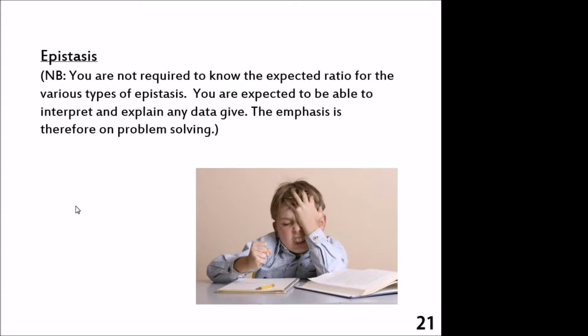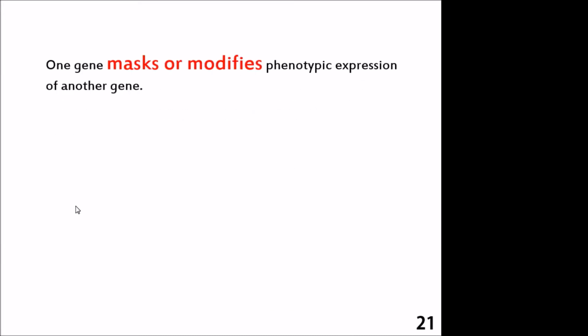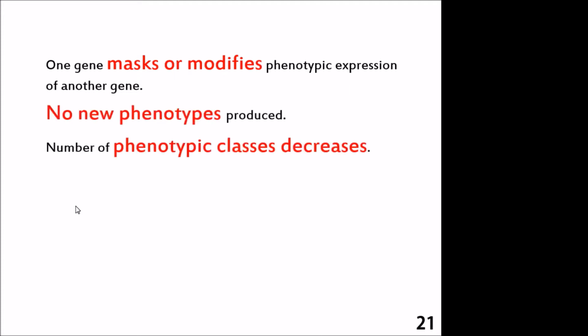Slowly I'll show you this. In epistasis, what we're seeing is that one gene will modify or mask the phenotypic expression of another gene. So normally in dihybrid inheritance, this gene does this phenotype, this gene does this phenotype, independent of each other. But in epistasis, this particular gene will mask and influence the expression of another gene. We call this epistasis. You won't get new phenotypic classes. Actually, the total number of phenotypic classes will decrease.